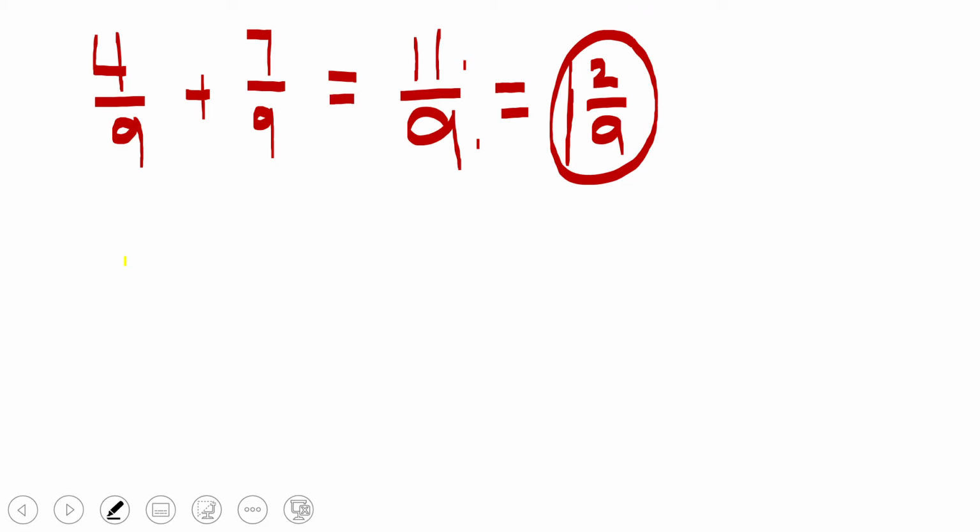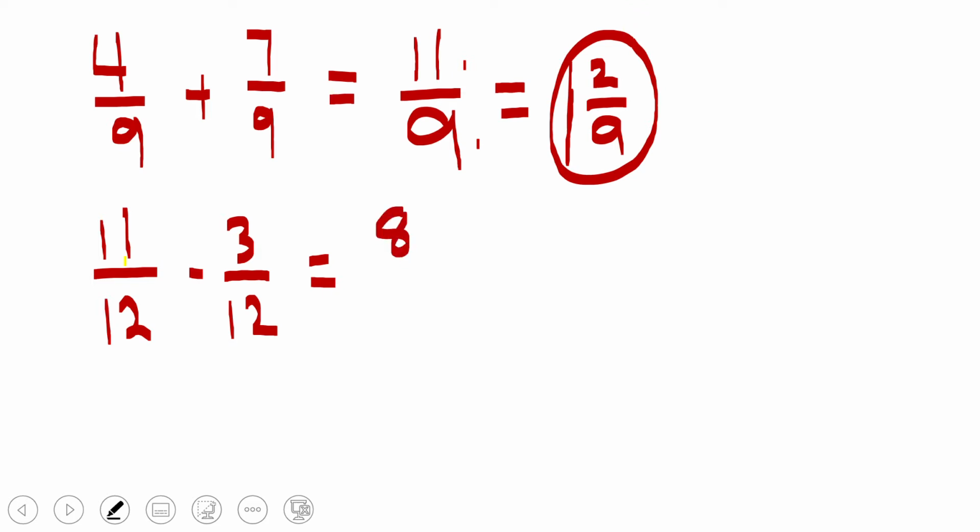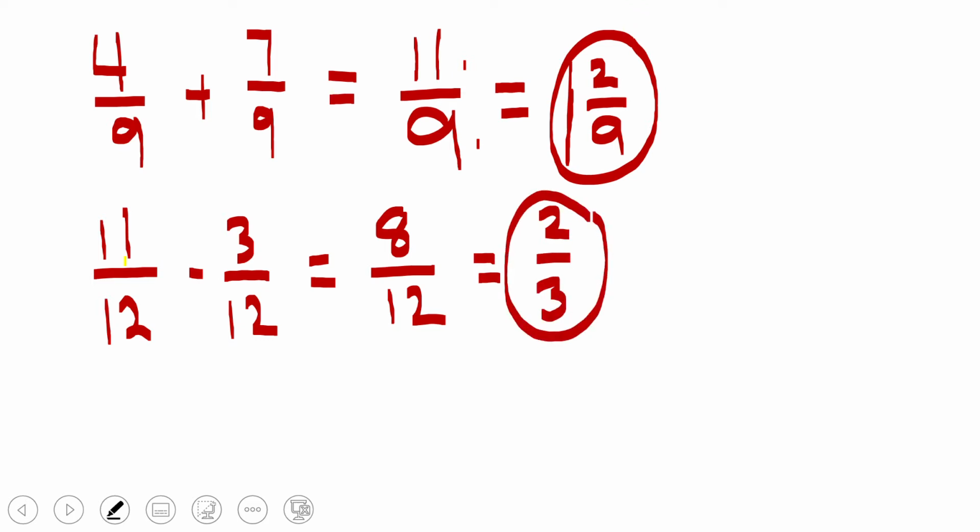When we think about subtraction, again, we still just check to make sure our denominators are the same. 11 minus 3 is 8, all over 12, and we reduce or simplify all the way to 2/3, dividing both the 8 and the 12 by 4.